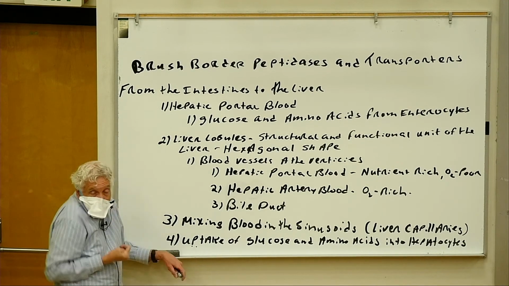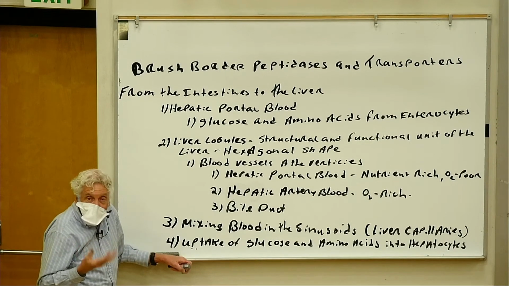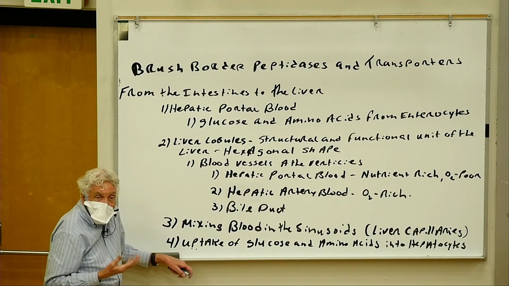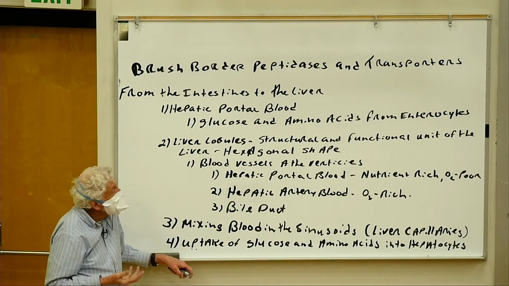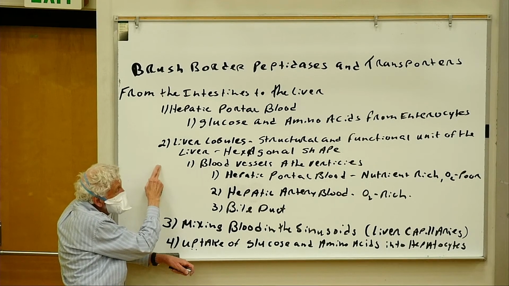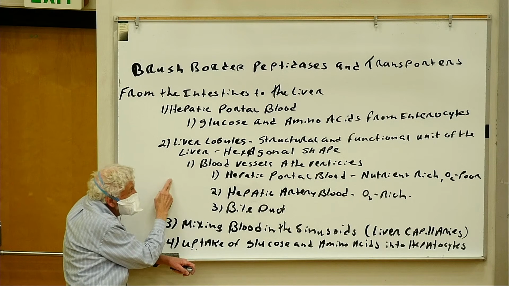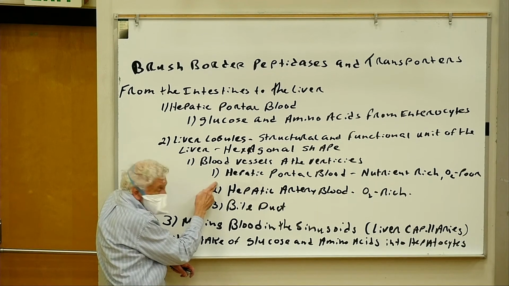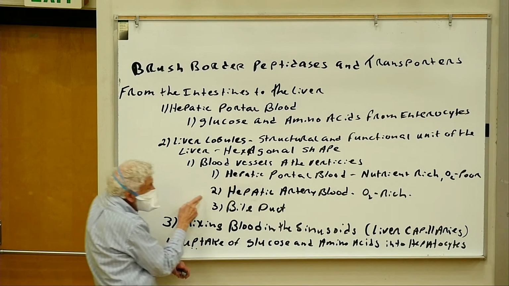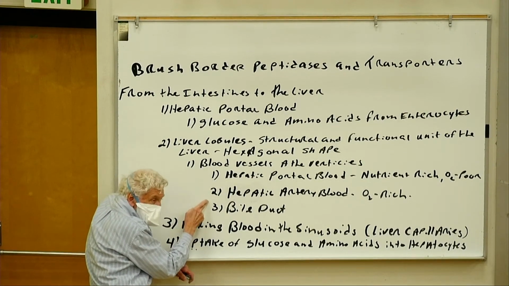Then we have to think about what's going on in the liver. The fundamental structural unit of the liver is called a liver lobule. It's a peculiar structure in that it's hexagonally shaped. But we'll see that at each of the vertices of the hexagonal shape, we're going to have 3 tubes. One tube is going to be a tube carrying the hepatic portal blood. A second tube is going to be a tube carrying blood from the hepatic artery.